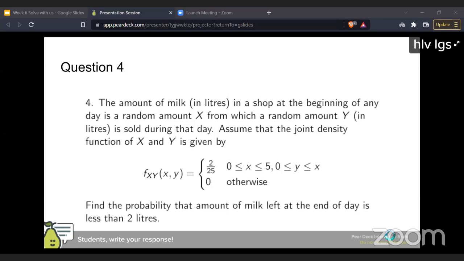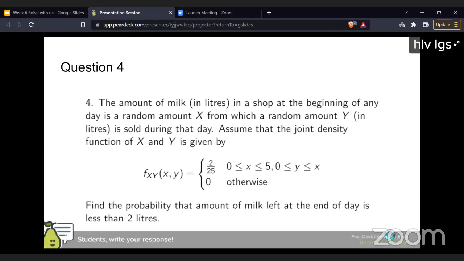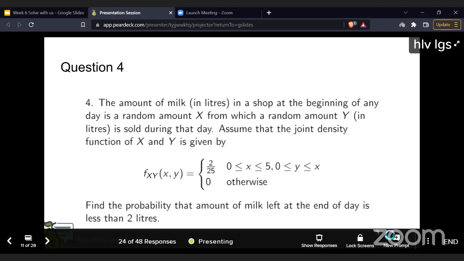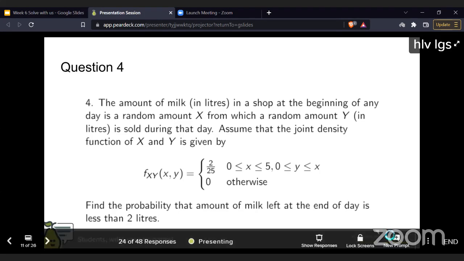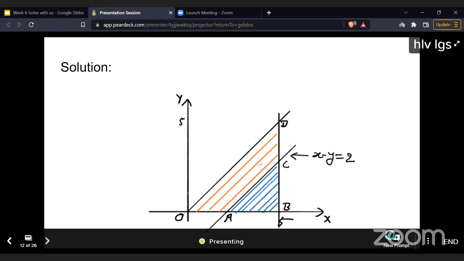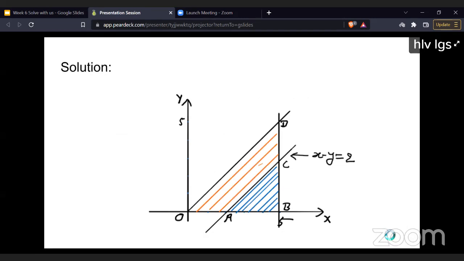Got it, ma'am. One more thing: during the integration, I'm sorry I couldn't do the problem as I was traveling, but it occurred to me, what if we could have just integrated y from 0 to x minus 2 and then x from 0 to 5? Would that not have given us the answer? Okay, so if you want to integrate y from 0 to x minus 2 and x from 0 to 5.